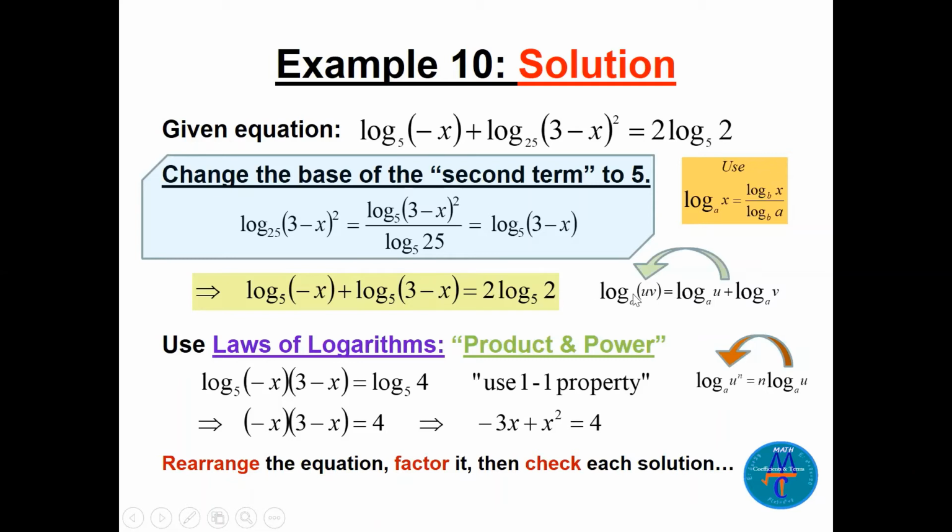I can use the product rule here backwards. See the laws of the logarithms. So I can multiply minus x times 3 minus x, and we have the same base. And I can take the power here, 2. 2 squared becomes 4. Then I use the one-to-one property. So minus x multiplied with 3 minus x, which is minus 3x plus x squared, is equal to 4. So this is an equation. Rearrange it, factor it, find the solution.